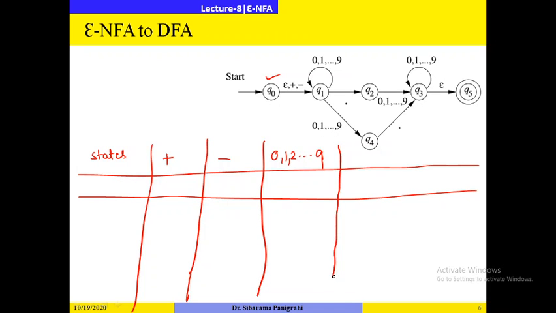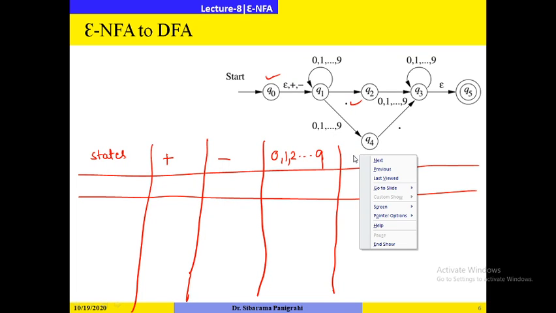Okay. So now, is there any other input alphabet? One is plus, minus, 0 to 9. Another one is, here you see, the decimal symbol dot. So we are having another symbol, that is the decimal symbol dot.